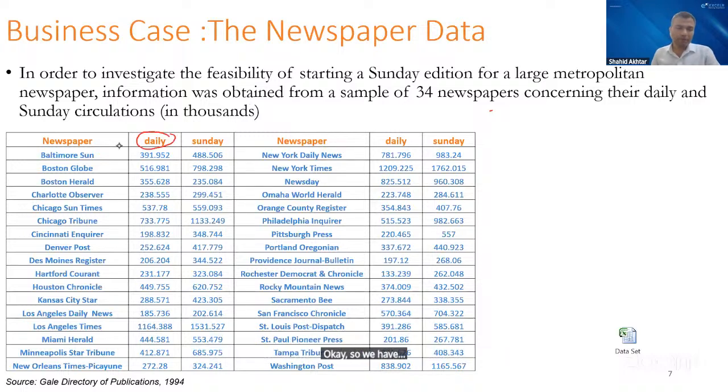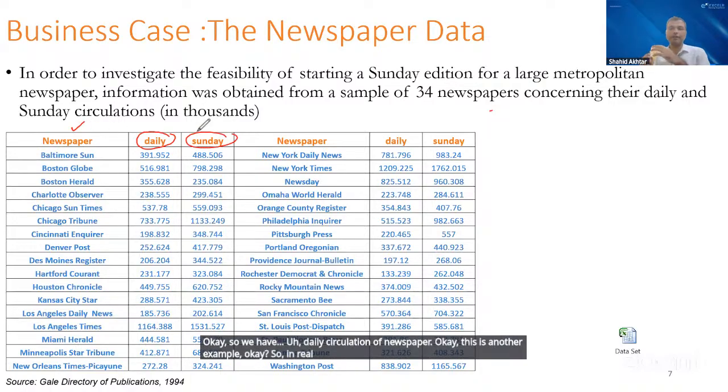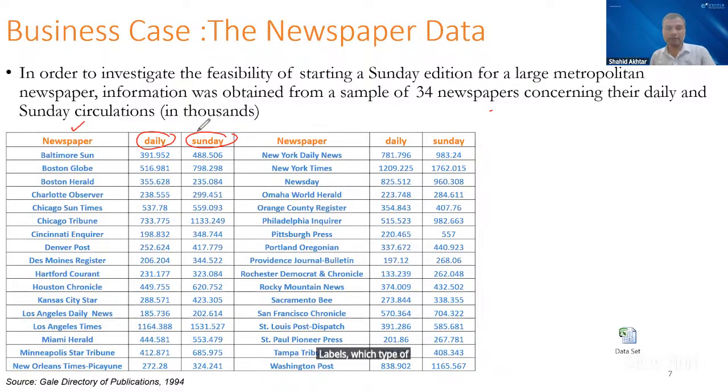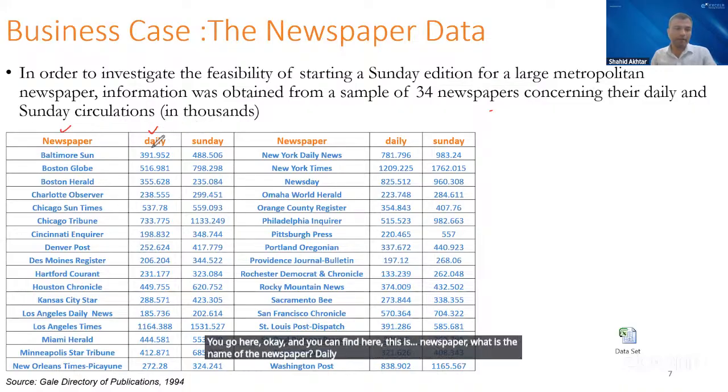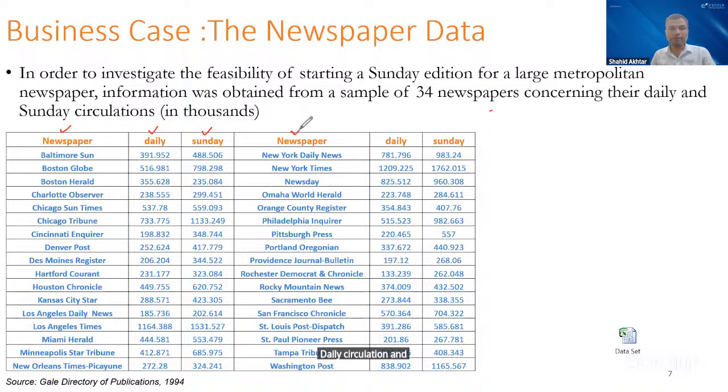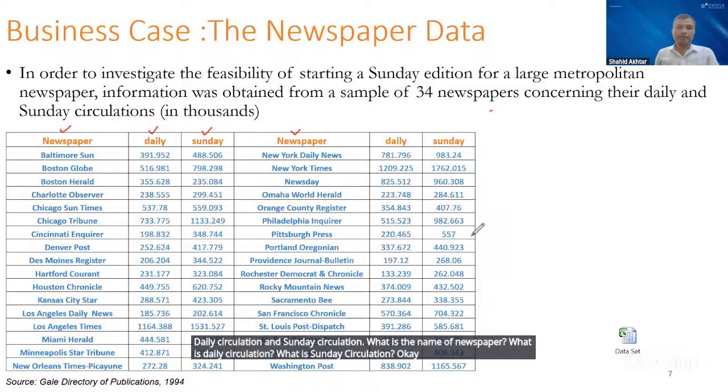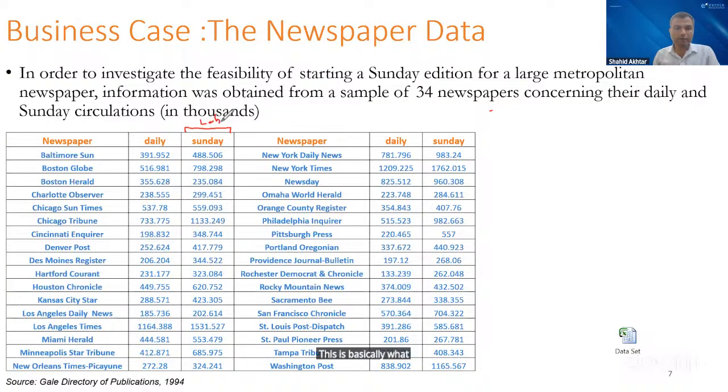We have the daily circulation of a newspaper, which is another example. In real life you can find a lot of examples, and you have to go through and check which type of labels, which type of target features we have. Here you can find the newspaper name, daily circulation and Sunday circulation. What is the name of the newspaper? What is daily circulation? What is Sunday circulation? Here you can find what your label, the target, is.